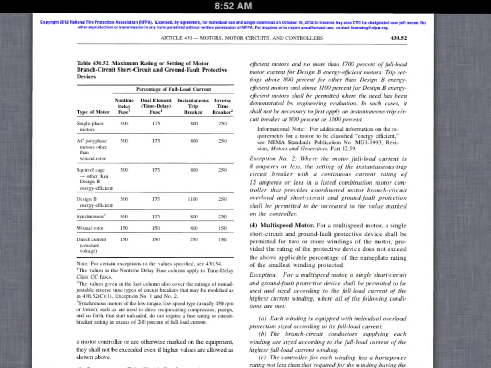So here's our percentage table we're going to use, Table 430.52, maximum rating or setting of motor branch circuit, short circuit, and ground fault protective device. We have to first find the type of motor, so that's this section here to the left, and it gives us all of our options. Most of the time we're probably going to be looking here in single phase motors, or we're going to be looking in AC polyphase motors other than wound rotor.